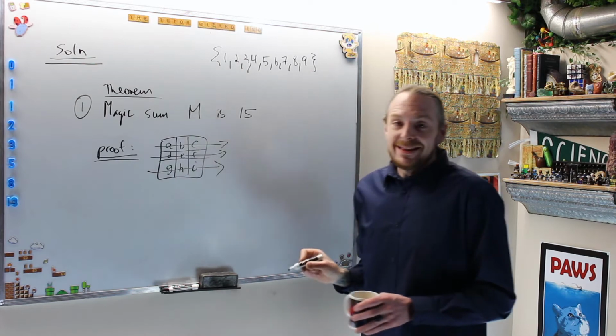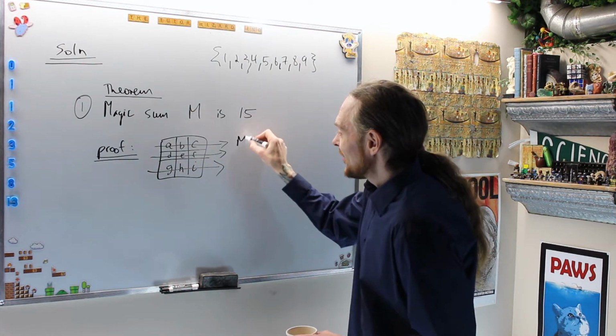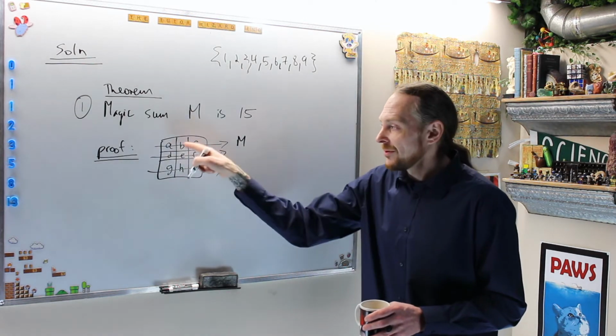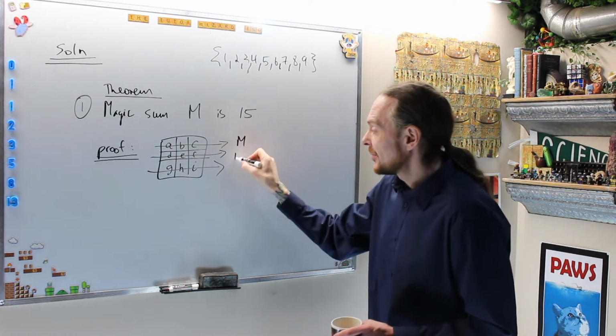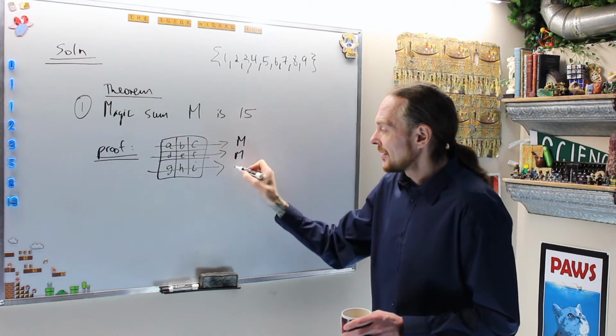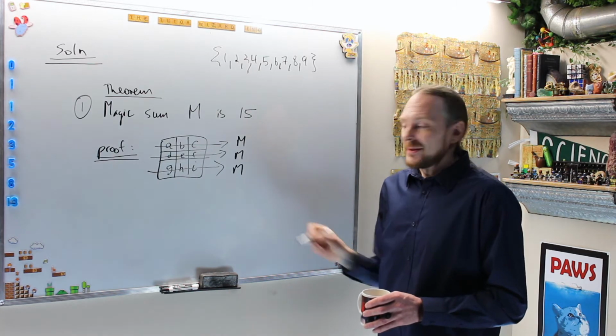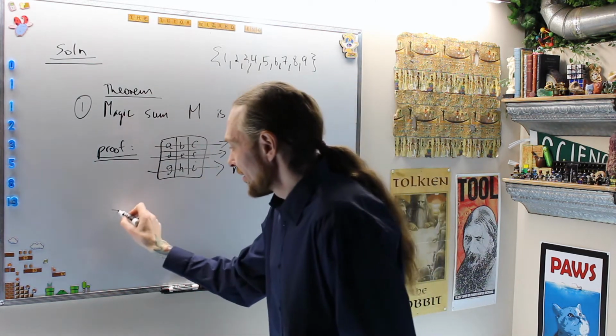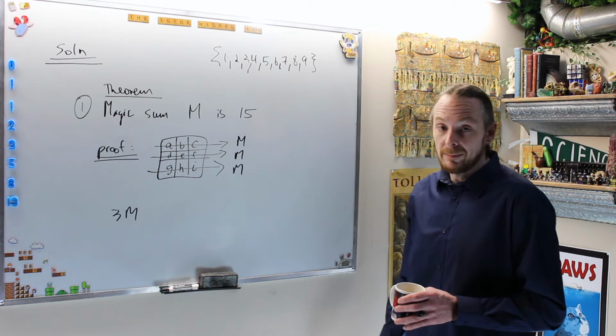If I add these three things, I claim that this row has to be M. If I add those three things, and if I add these three things, it has to be M. And if I add these three things, it has to be M. So now add those 3 rows. Those 3 rows added together is 3 M's. M plus M plus M.